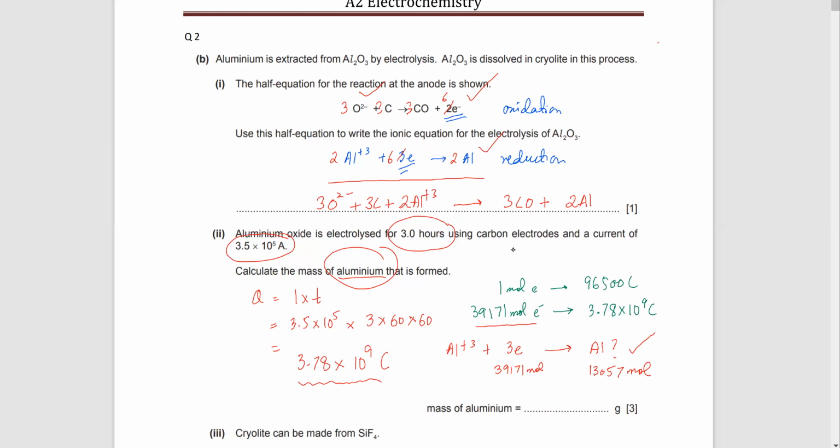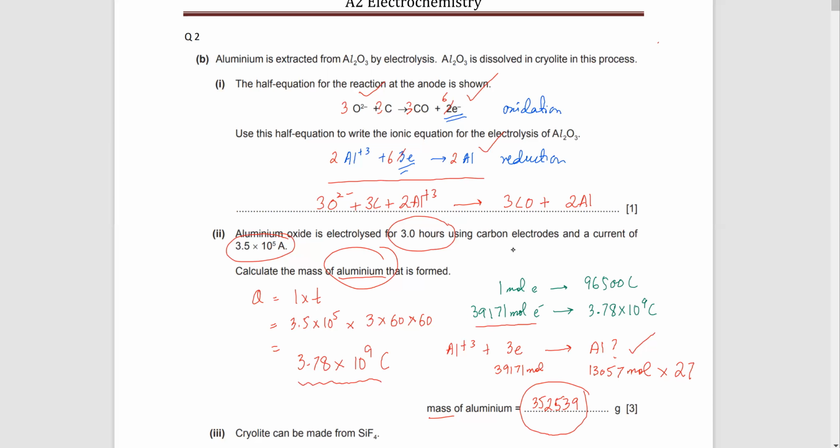So you're getting 13,057 moles. Now he's asking for mass. Once you have moles, you multiply by the Ar in this case, which is 27, and you get the mass. That gives me 352,539. That's the mass that I'm getting.